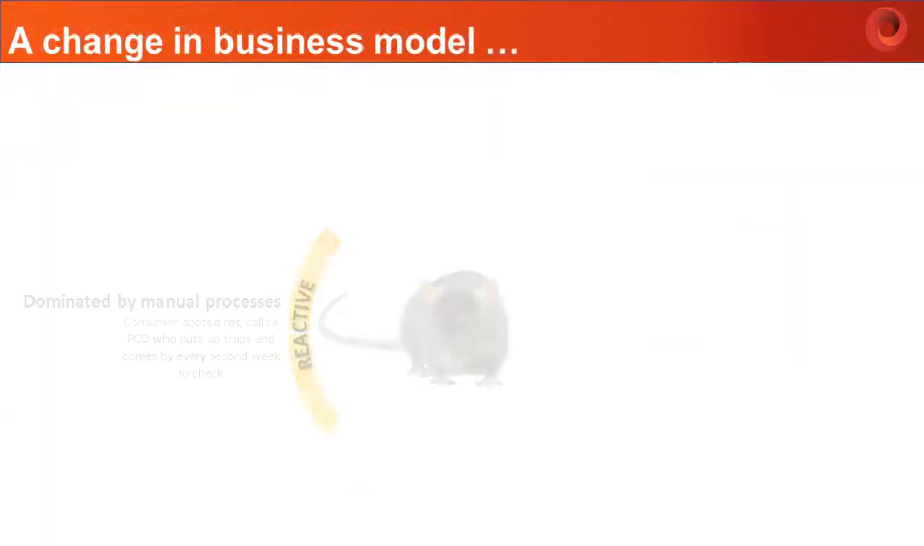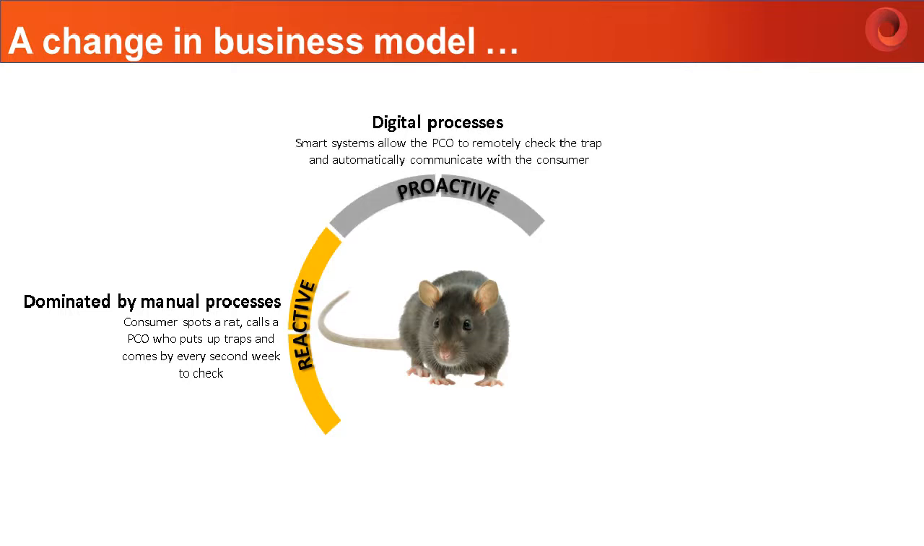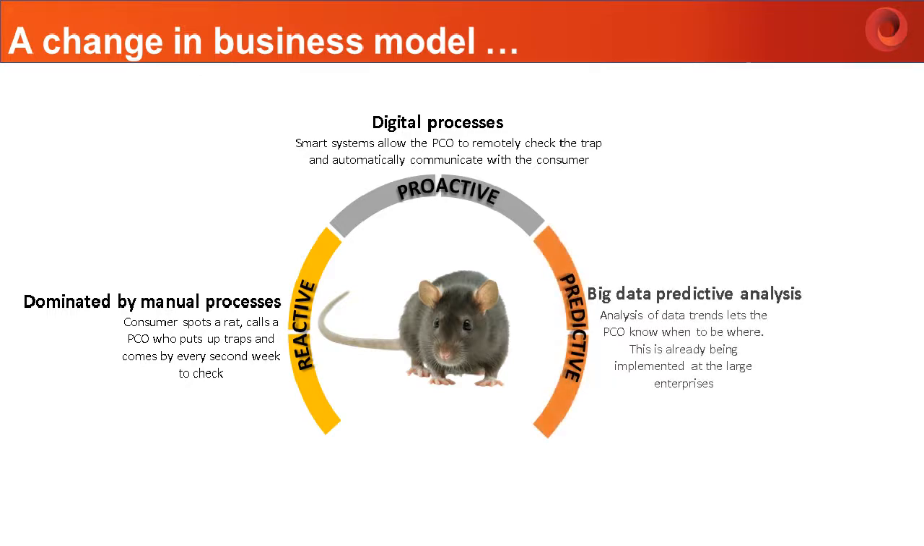And that is why we believe that in the coming years we will see a change in the business model of the professional pest controllers. They're going to move their businesses from a manual and reactive model into a more digital and proactive model. Eventually, when we start to collect enough data, it will become a more predictive world for pest control. When the big data starts to be analyzed, we can start modeling trends and predict pest behaviors, and when and where to expect outbreaks.